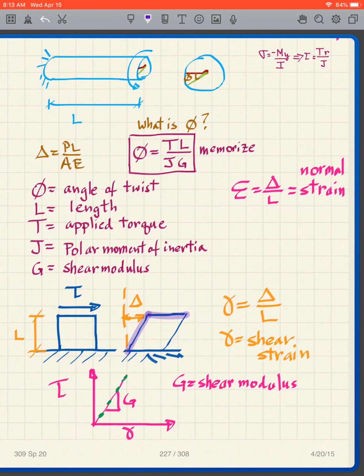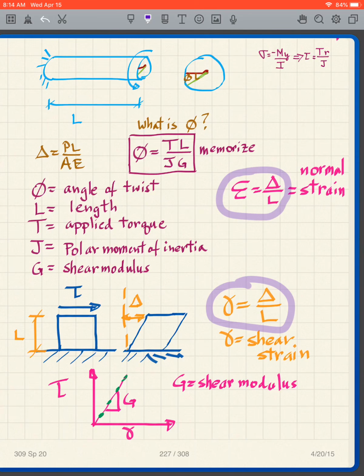Then, by definition, we call gamma, the shear strain, delta over L. It's a little bit similar to epsilon, which we also call delta over L, although delta over L with epsilon were defined differently, but it's the same equation.